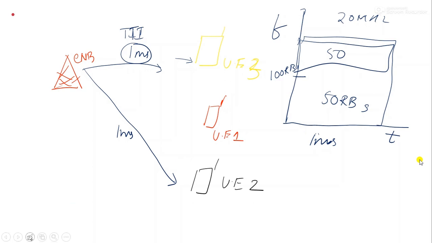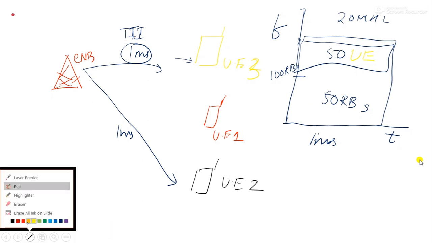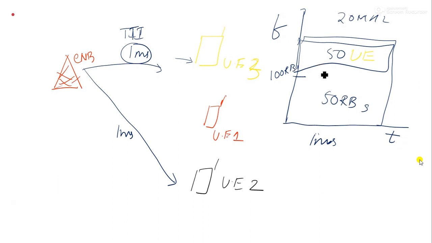So now UE3 will get this piece of cake, this piece of the actual 1 millisecond bandwidth, whatever we have, 50 resource blocks, and the other UE which we have decided here, UE number 2, will take care of the other piece. So in time domain, both users are same, but in frequency domain, they are separated.